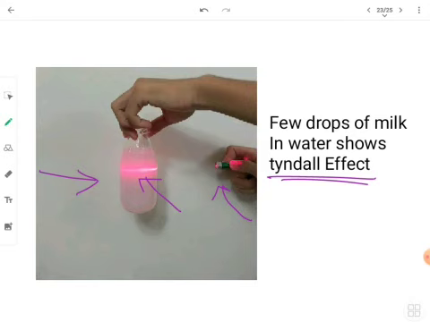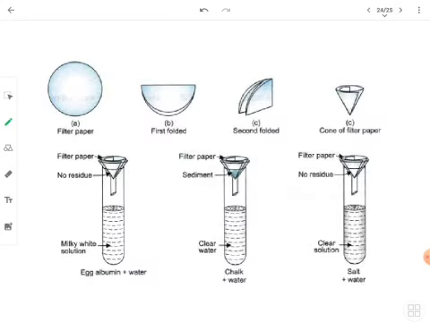So the colloids can also show the Tyndall effect. However, if you try this laser test in just plain water, then you will not be able to see anything. The next point is separation using a filter paper. If you try to separate using a filter paper, one thing you will observe is that the whole process is very slow. That means it will take a lot of time to filter out.